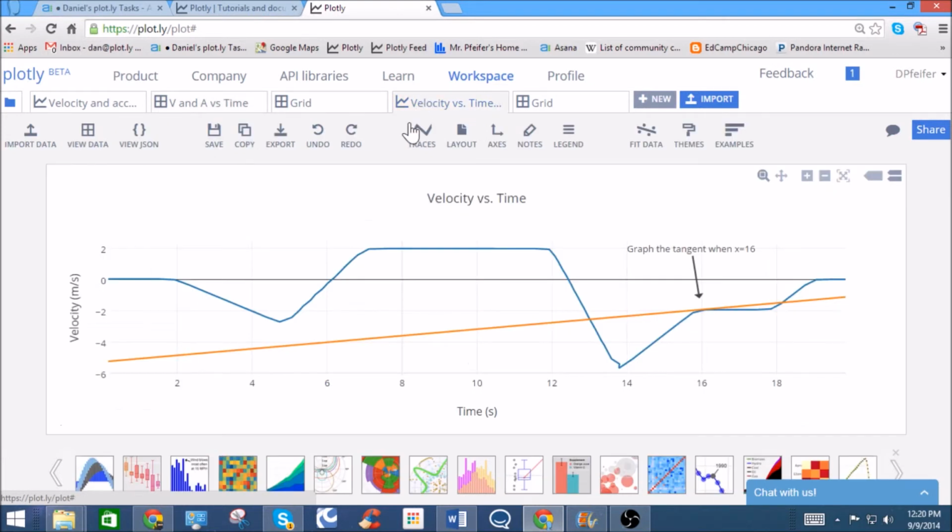And that's it. So in this tutorial, we've covered how to graph the derivative of a function and how to graph the tangent line at a specific point.